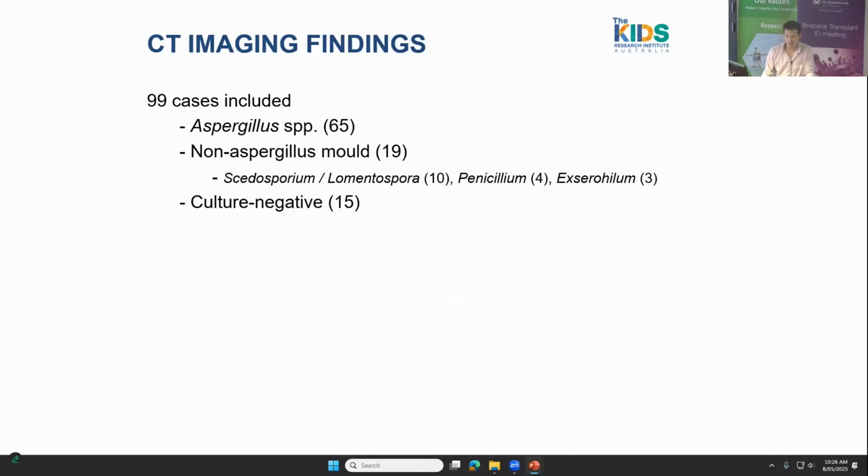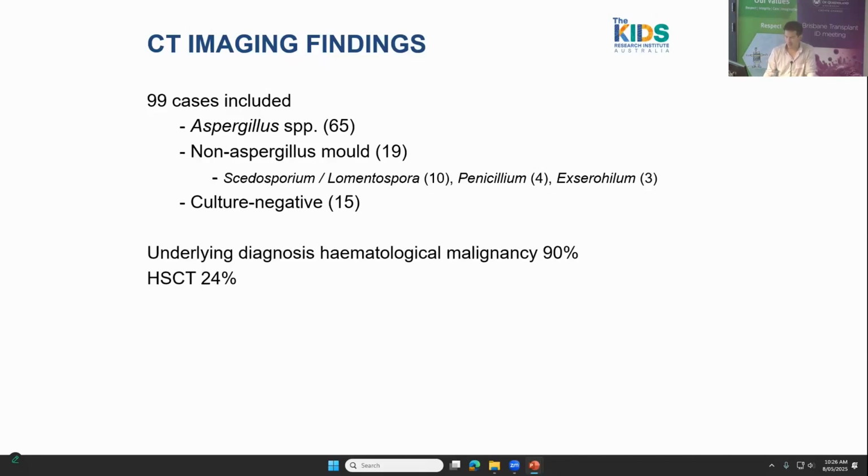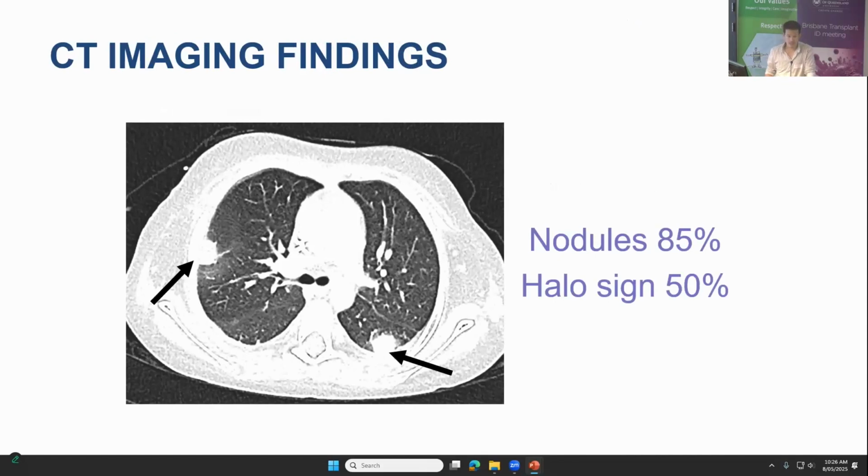Overall, we included 99 cases, about two thirds were Aspergillus, and a mix of non-Aspergillus molds, and also histopathologically confirmed culture negative cases as well. The vast majority of children had an underlying hematological malignancy, unsurprising given the cohorts, and around a quarter had undergone stem cell transplant. What we found was that, similar to the previous literature, nodules were the most common finding, and a halo sign was present in about half of cases.